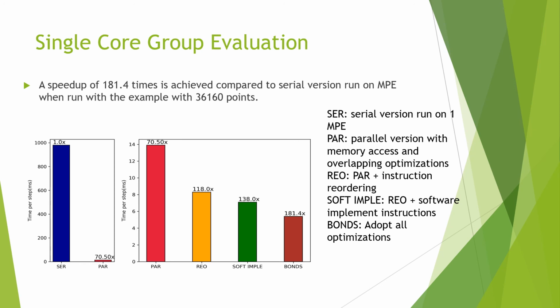The reorder version denotes the version optimized by instruction reordering based on the parallel version. The software-implemented version denotes the version optimized by software implemented instructions based on the reorder version. And the final version denotes the version that adopts all optimizations. From the result, we can observe a speed up of 181.4 times is achieved compared to the serial version run on MPE when run with the example with 36,000 points.